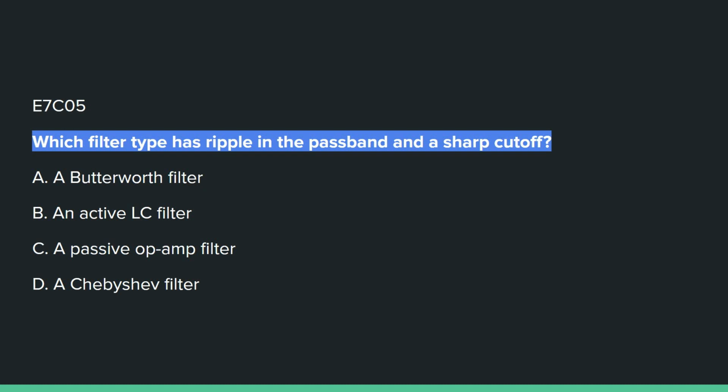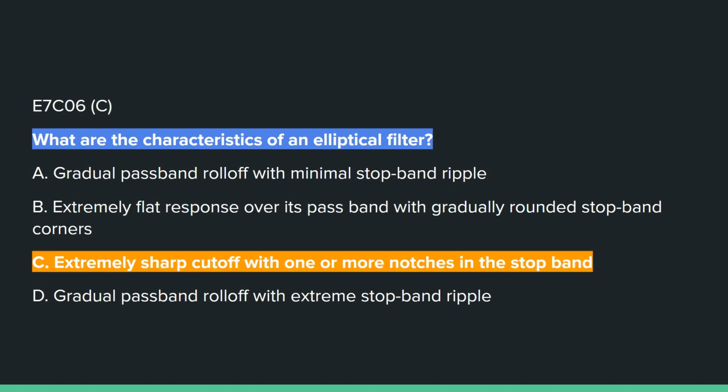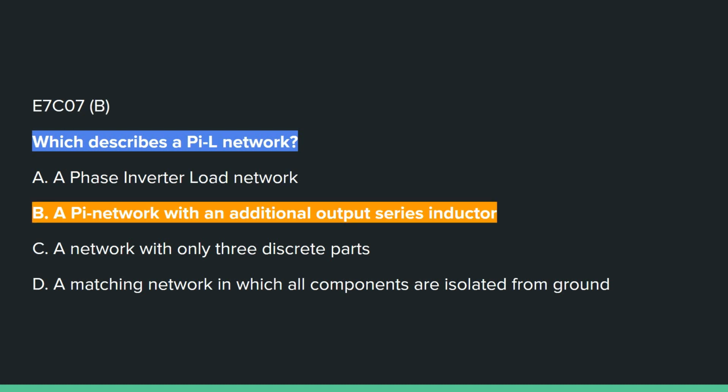E7C05, what filter type has a ripple in the passband and a sharp cutoff? B, a Chebyshev filter. E7C06, what are the characteristics of an elliptical filter? C, extremely sharp cutoff with one or more notches in the stop band. E7C07, what describes a pi L network? B, a pi network with an additional output series inductor.